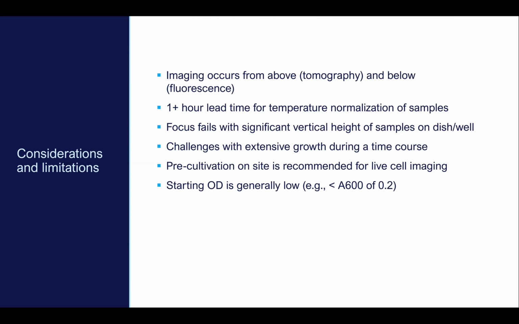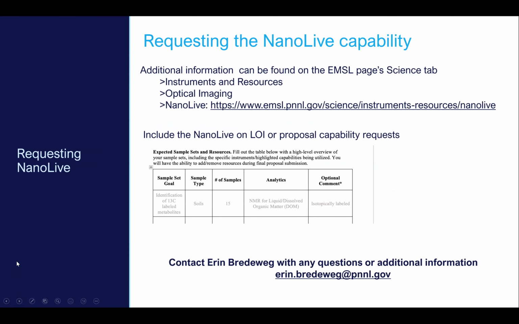If you have extensive cell growth that may, again, disrupt that Z-plane, that can be a challenge. Pre-cultivation for any samples is recommended for on-site live cell imaging. So we would want to have samples to grow on site. And we also prefer to start with a very low OD that makes the imaging and the thin layer of samples much easier to maintain.